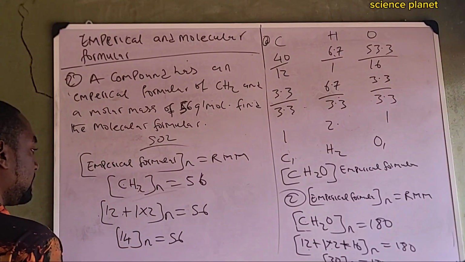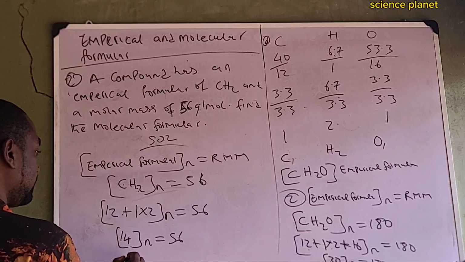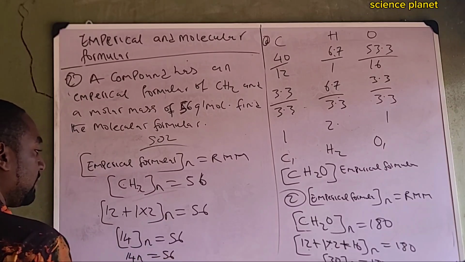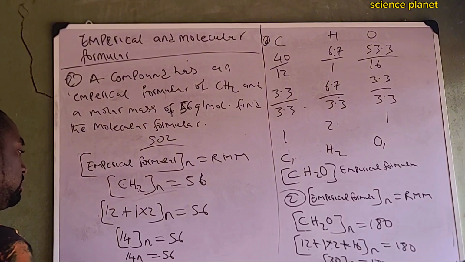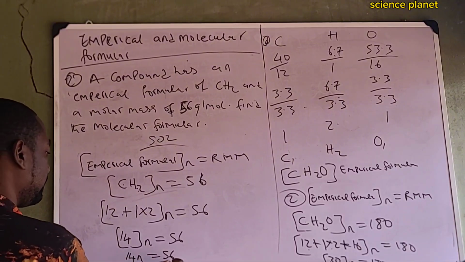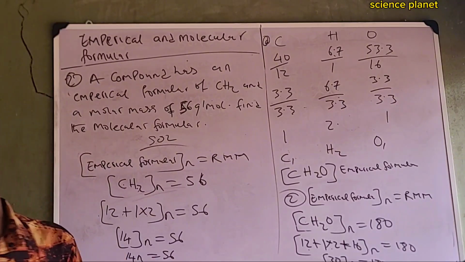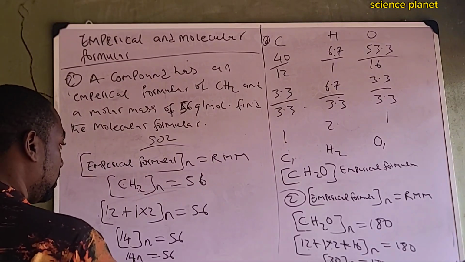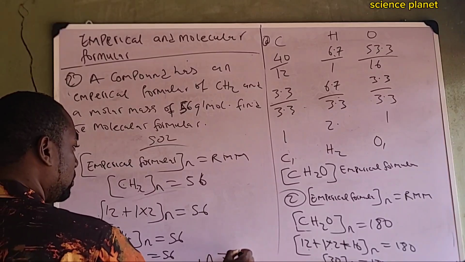So 14 times n is 14n. So you can get 14n equals 56. So divide both sides by the coefficient of n. You can divide both sides by 14. If you carry a calculator and punch, you go see say 14 divided by 14 will give us 1. Then 56 divided by 14 will give us 4. So now we say our n is equal to 4.